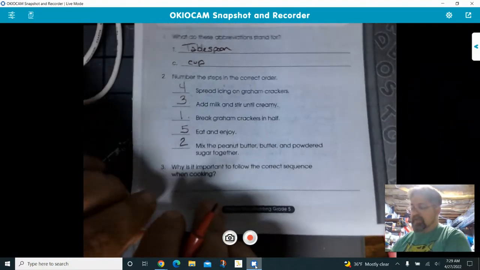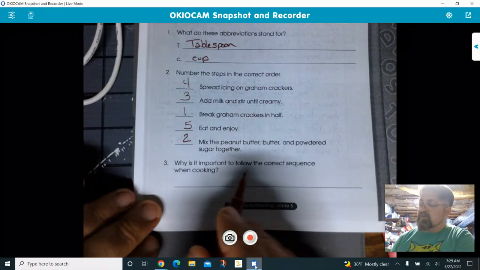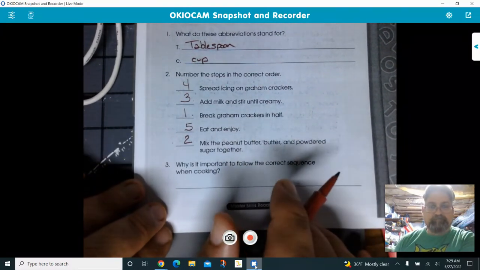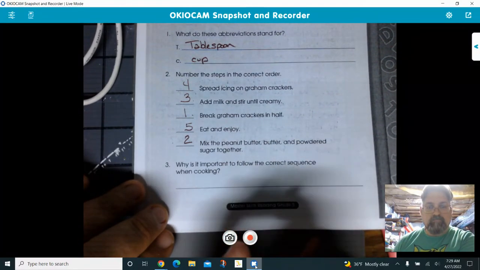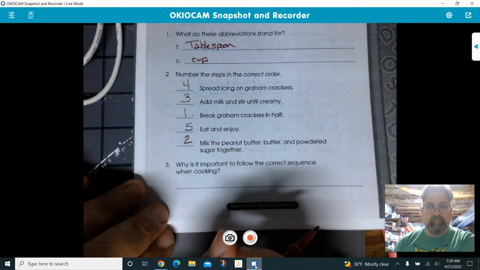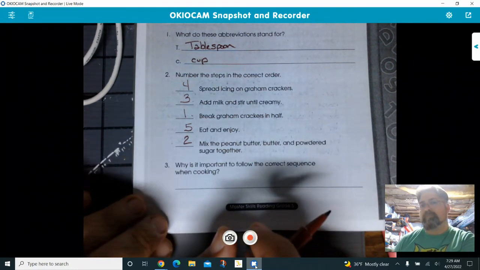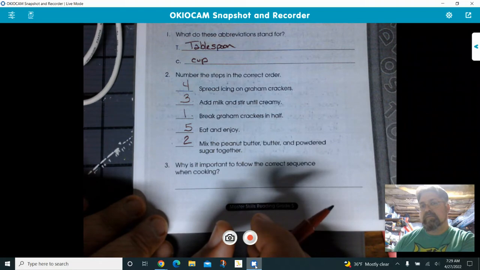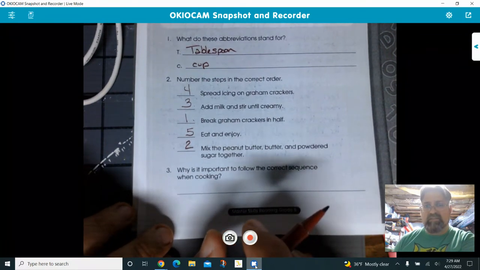All right, our very last thing. Why is it important to follow the correct sequence when cooking? Why is that important? It's kind of like when you're building something, right? You have to follow the instructions, put them together in the right order. Otherwise, it just doesn't work.